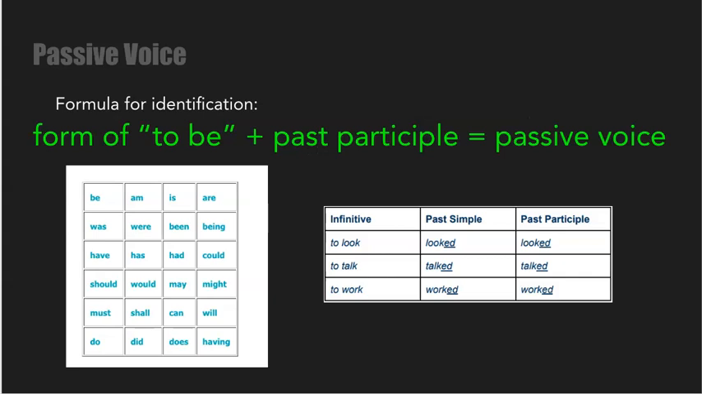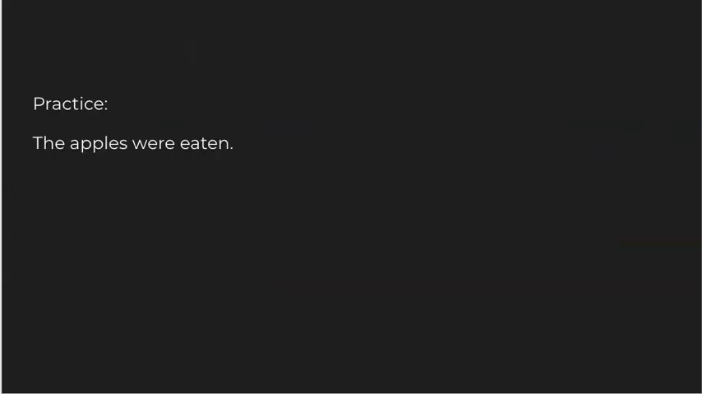The formula for identifying a passive construction: usually what I would see in a sentence is some form of the to-be verbs, which here's a list right here. The most common ones are am, is, and was, plus a past participle. Past participles are essentially the -ed version of the verbs. Looked, talked, worked are all examples of the past participle. So usually when I see these two combined together, that is a passive construction, a passive sentence.